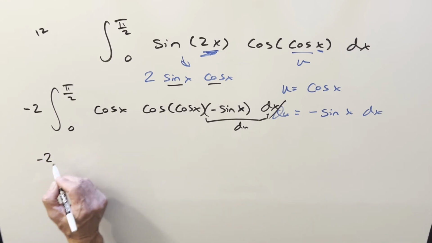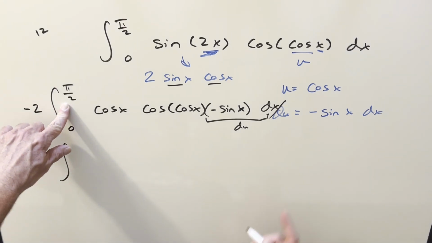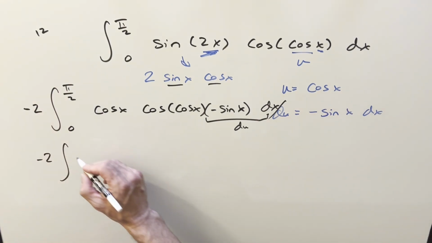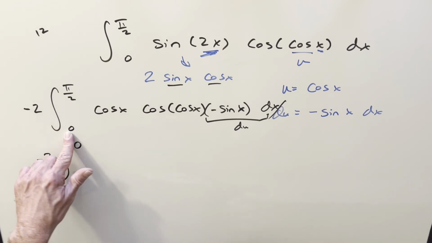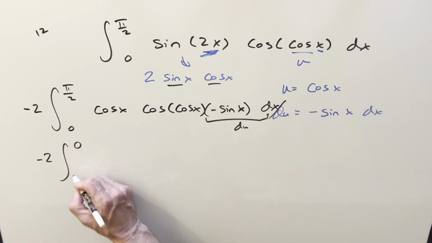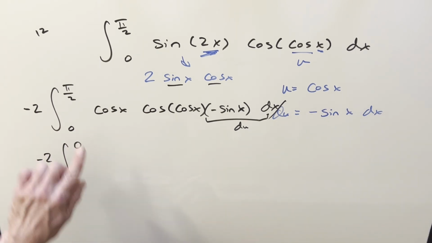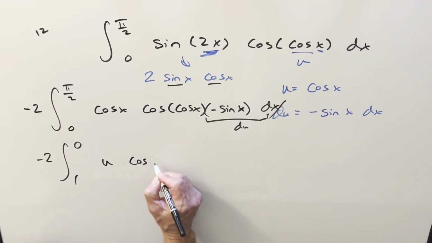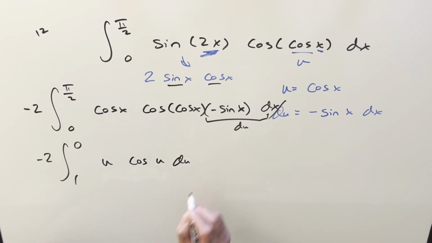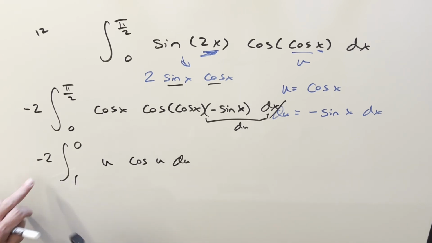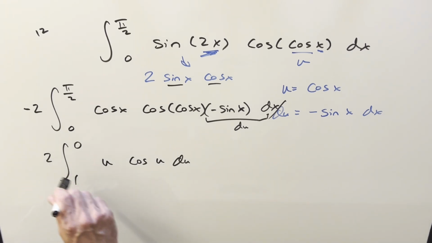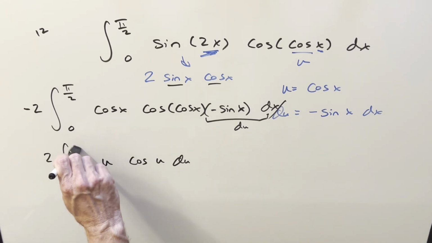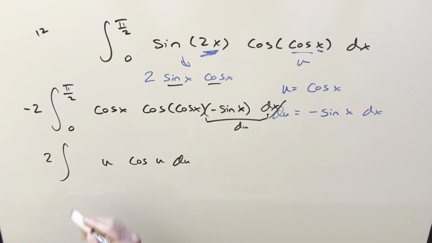So when we do this, we have minus 2. Plug pi over 2 in here, cosine pi over 2, that's going to be 0. Plug 0 and cosine of 0 is 1. Cosine of x is u. Here this becomes cosine u, and again, everything's du. We'll take this minus right here and just use it to swap the bounds. So now we can write this as going from 0 to 1.